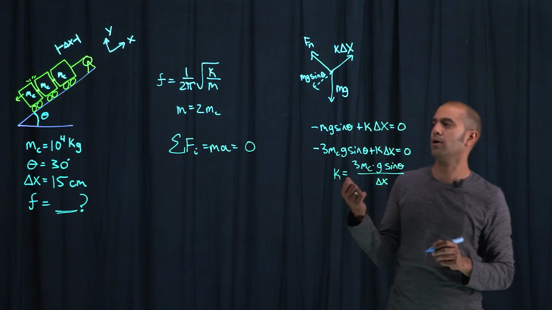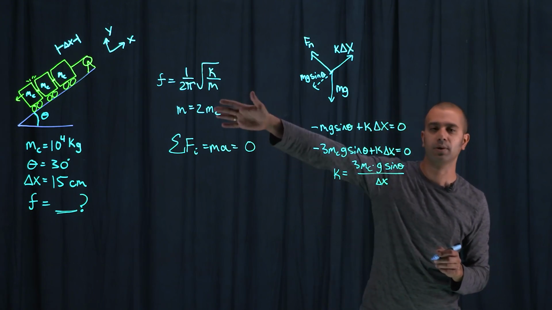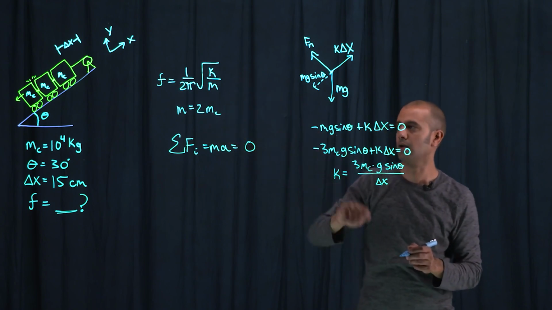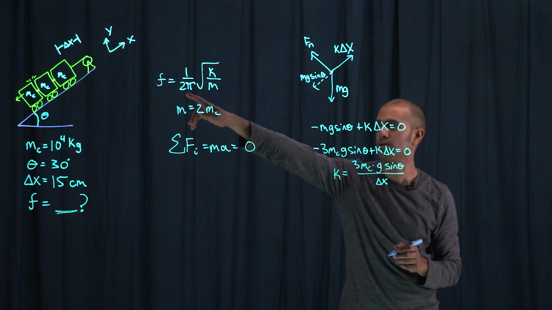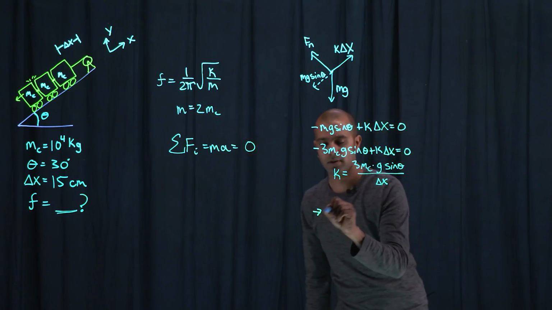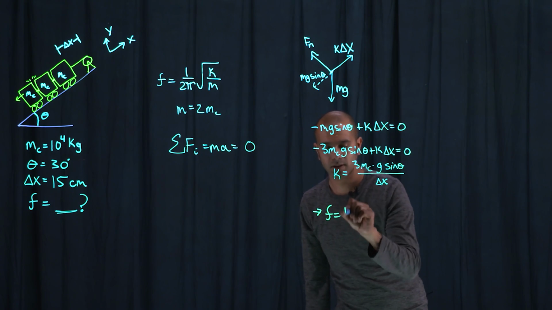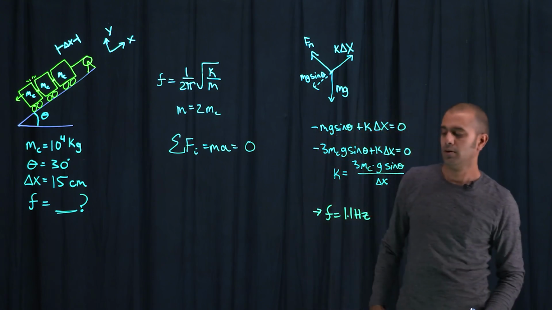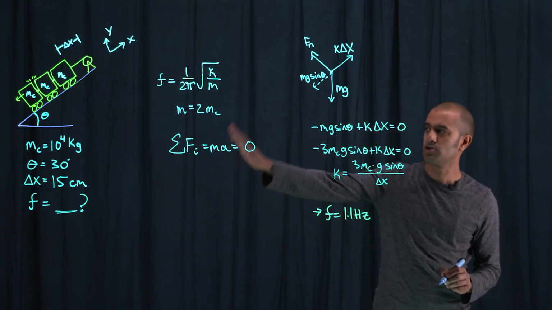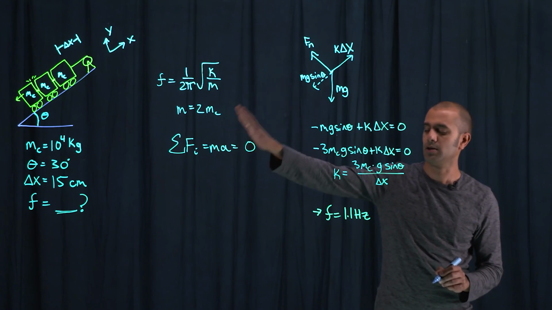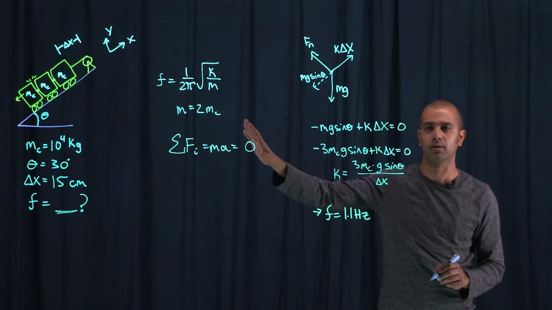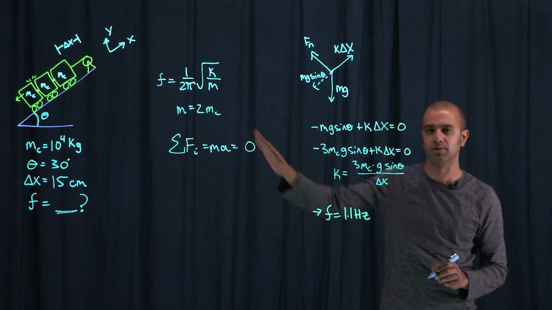And then what we're looking for originally was the frequency of the harmonic motion. What we needed were m and k. We have mass, we have k. So you can plug in these two quantities into this formula, and you'll find that the frequency is 1.1 hertz. In other words, this harmonic motion will continue at a rate of a little more than 1 cycle per second. So it's a little faster than 1 cycle per second.